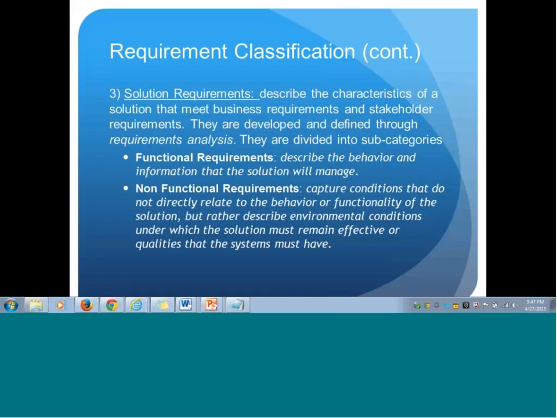Okay, so solution requirement is basically a solution that meets the business requirement and stakeholder requirement. So now we need requirement number 1 and 2. 1 is business, 2 is stakeholder. And then we are developing it. That is again categorized in two subcategories basically. One is functional requirement, another is non-functional requirement.